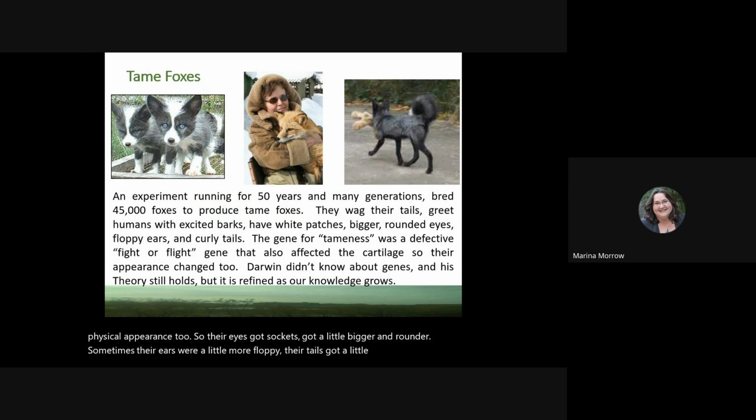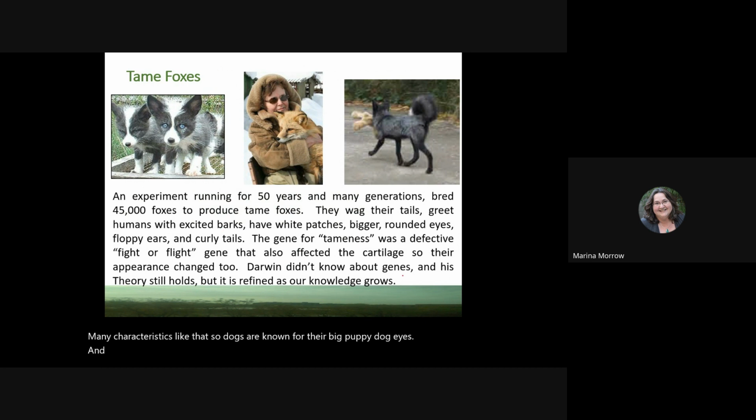And it turned out that what happened was the gene for tameness, which was a faulty fight or flight gene, was connected to a defective gene for cartilage. So the foxes who were tame also had a reduced amount of cartilage, and that's why their tails would curl and their ears flop more and their eye sockets get larger. This actually happens in many domesticated animals, the same connection between those genes. So the animals will have many characteristics like that. Dogs are known for their big puppy dog eyes and floppy ears.